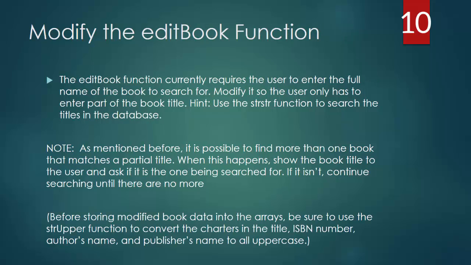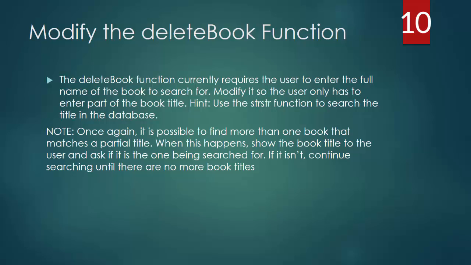With editBook, it's the same thing. The user enters the full name of the book to search for, but we will use the partial title. And as mentioned before, there's a possibility of finding more matching books. Before storing modified book data into the arrays, we need to make sure that the string upper function is used to convert the characters in the title, ISBN, author's name, and publisher's name. So we have to call that, otherwise the search wouldn't work because we need everything in uppercase. And deleteBook is the same thing. We will do a partial search and present the user with which book he or she wants to delete.